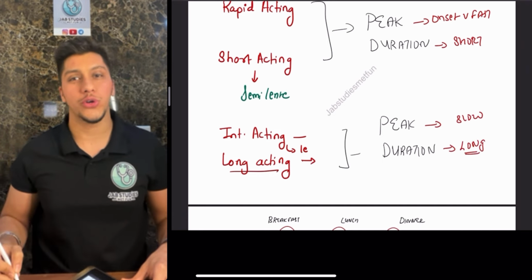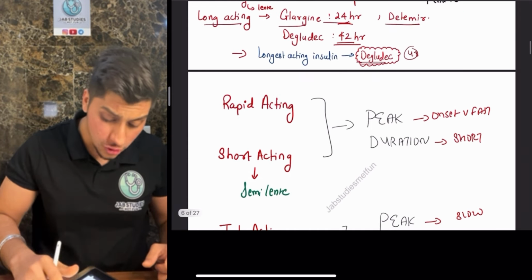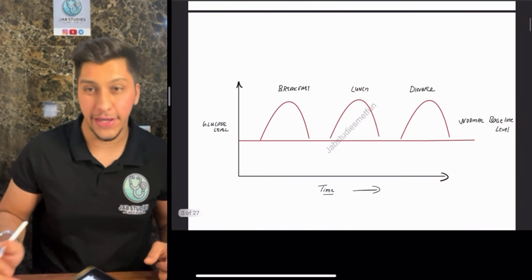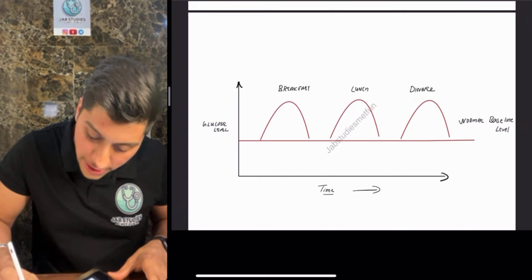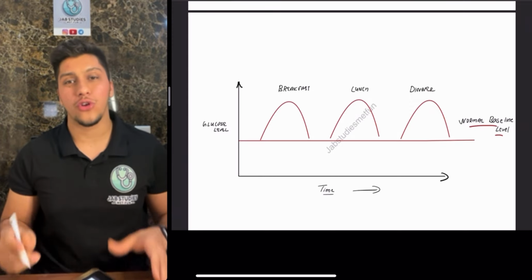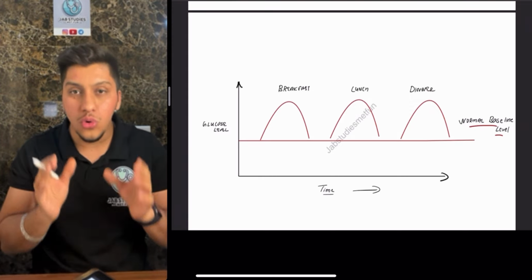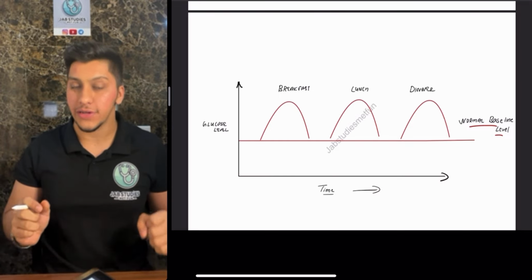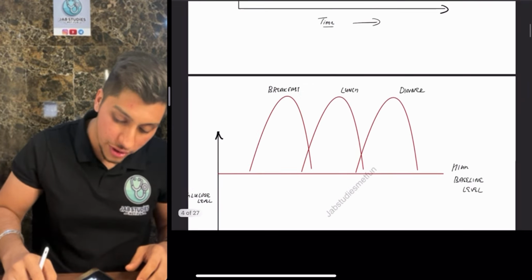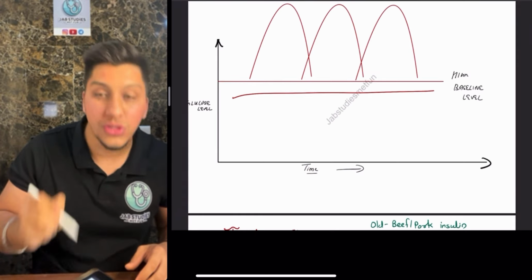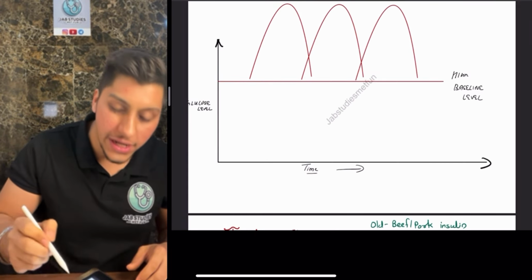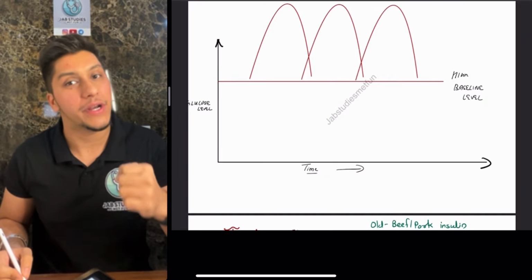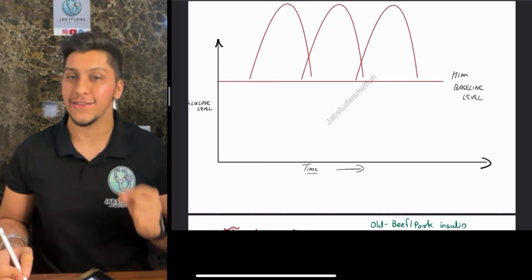Now, why do you want to know this? Let's go back to the previous graph for a normal cycle. See, the normal baseline level. Normal baseline means the glucose is maintained throughout the day. So we need a type of insulin in a hyperglycemic patient who can maintain this throughout the day. This is maintained by either the intermediate one or the long acting insulin.